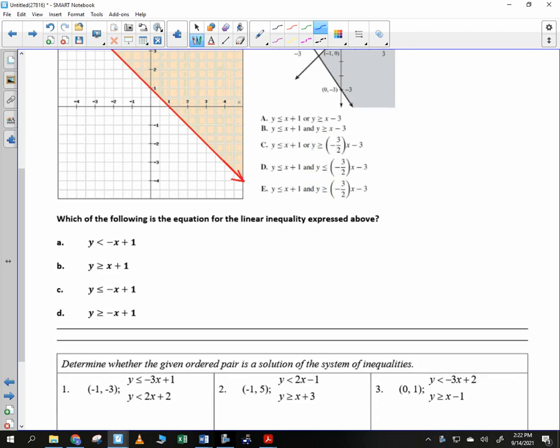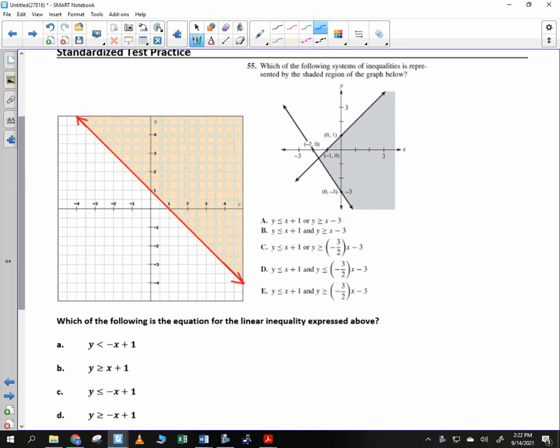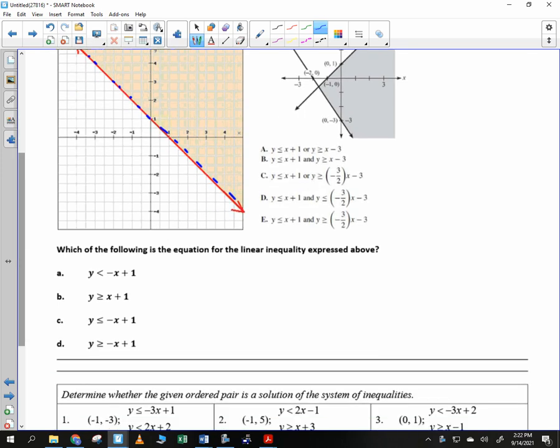Here we go. Our last lesson for this unit, we're going to be looking at linear inequalities that are graphed as systems. So, which of the following is the equation for the linear inequality expressed above? It's just a little bit of a review. Do you remember what determines if a line is solid or if a line is dashed?